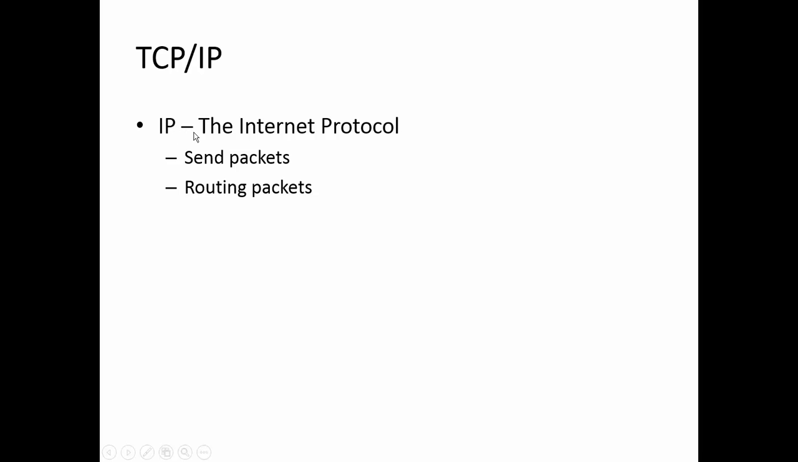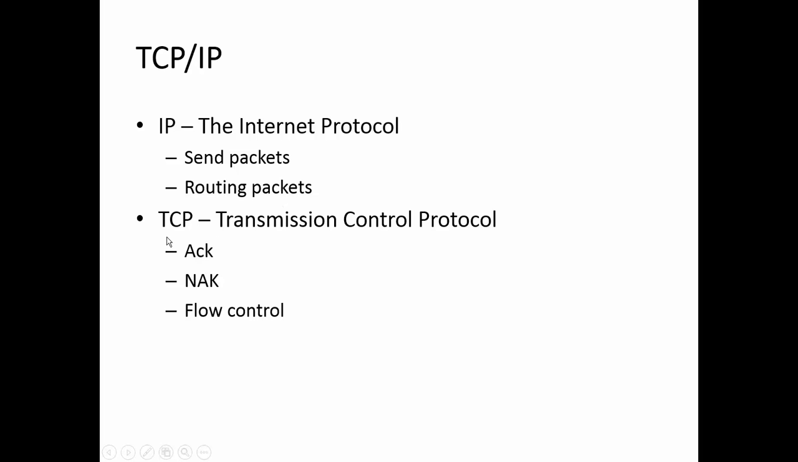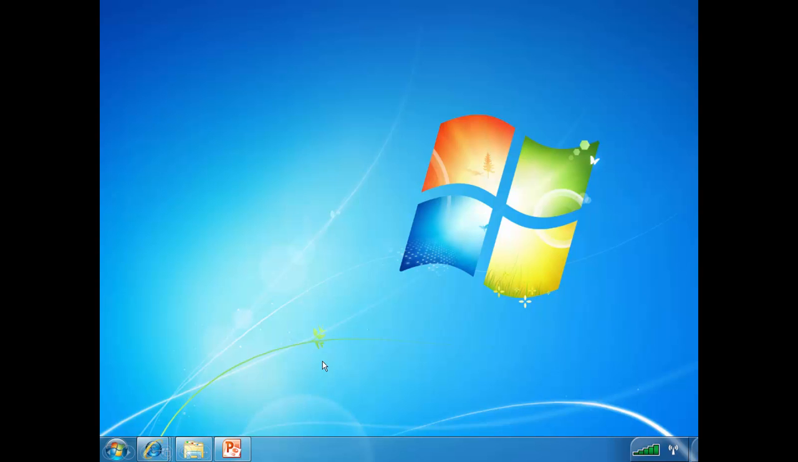It is two protocols. It is made up of the IP protocol, the Internet Protocol, which is responsible for sending packets and performing routing, and the TCP protocol, the Transmission Control Protocol, which is responsible for sending acknowledgments, for sending negative acknowledgments, and for performing flow control. IP sends the packets, and TCP sends the acknowledgments. And together, TCP/IP performs communications between computers. Let's take a look at TCP/IP.